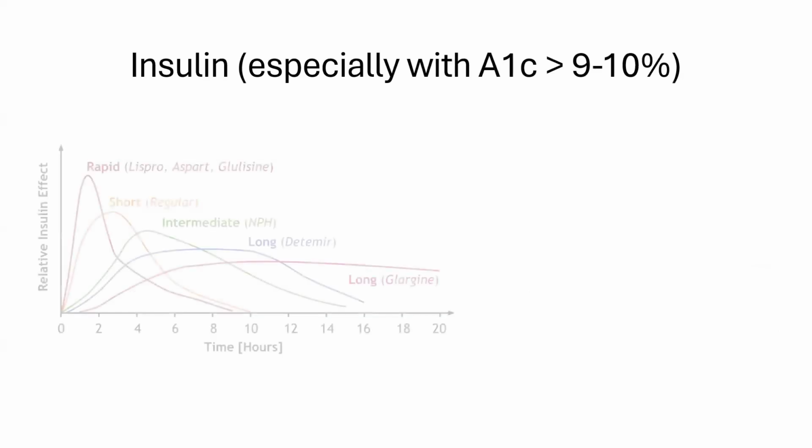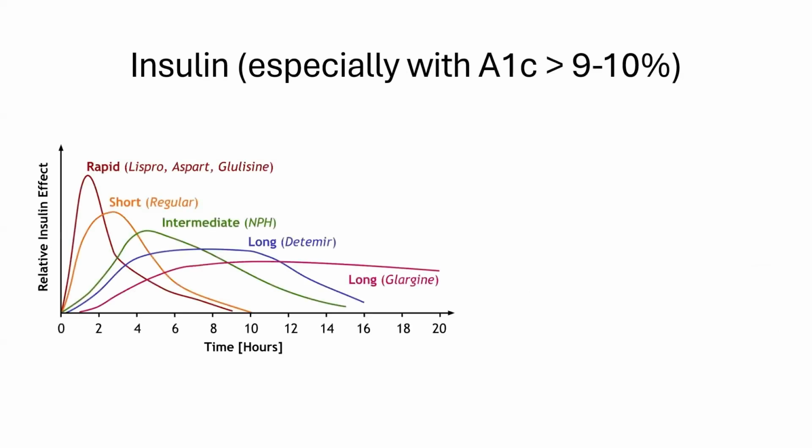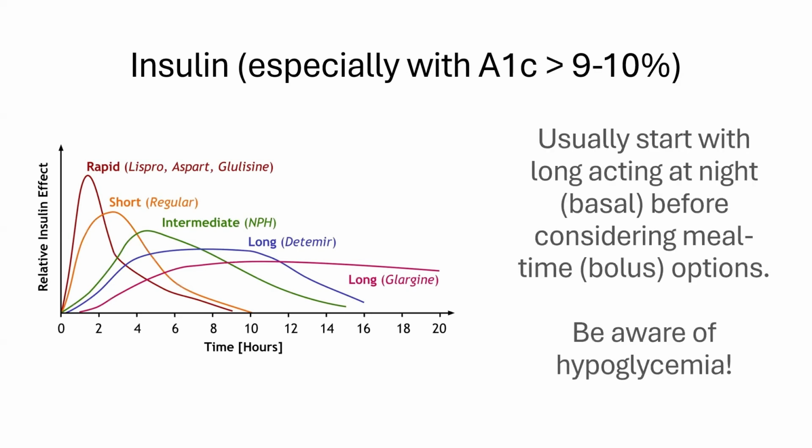Now, when you can't control someone's blood sugar to their goal with those three agents, you often consider doing insulin. And there are different types of insulin, some that are more rapid acting, like Lispro or Aspart, which turn on in the matter of 1 or 2 hours, versus long-acting forms like Detemir or Glargine. When we think about starting someone on insulin, we typically start with a long-acting form at nighttime, like Glargine, before we would consider adding mealtime options like Lispro or Aspart. And because these can lower blood sugar acutely, you should always be aware of hypoglycemia and screen to see if you're overtreating.